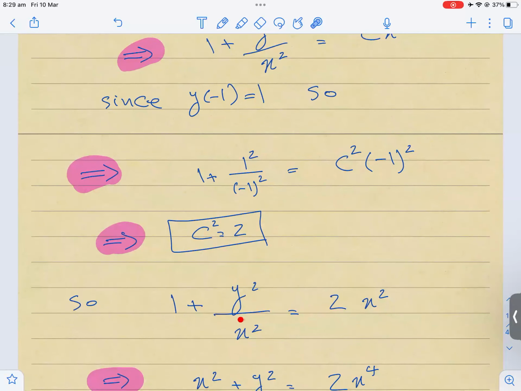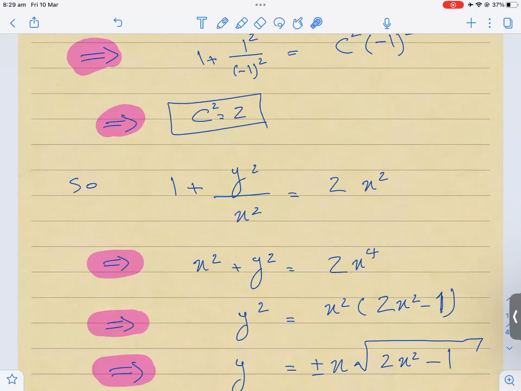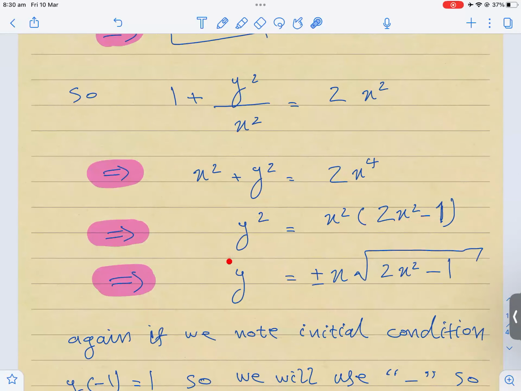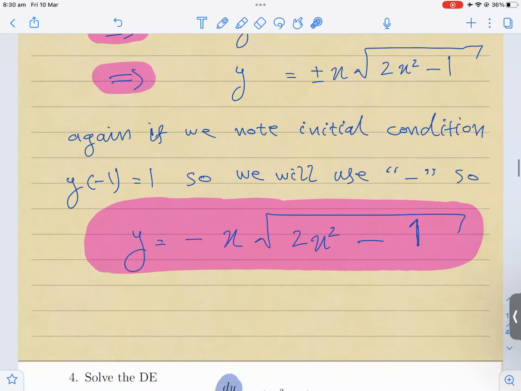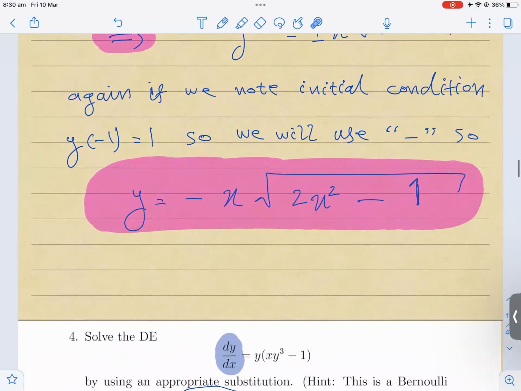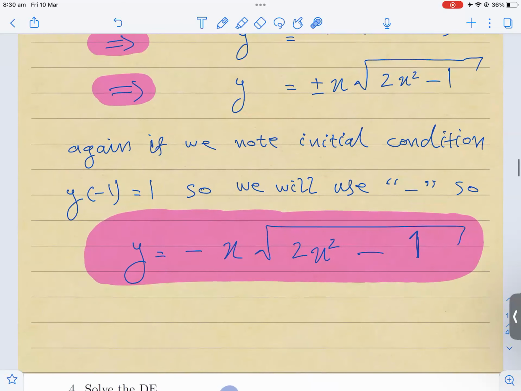So y plus 1, this one equal to x squared. So x squared, y squared. So y squared is this one. And as much as we can, we get an explicit solution. Plus minus 1, plus minus x times the root of this one. I can obtain which one I should get by using the initial condition. So I have to choose minus. So y equal minus times stuff will be my solution.